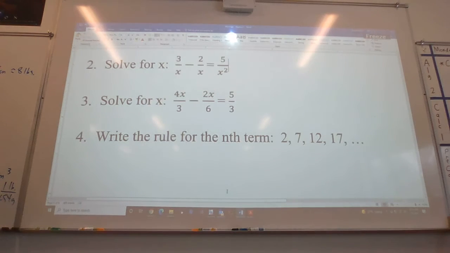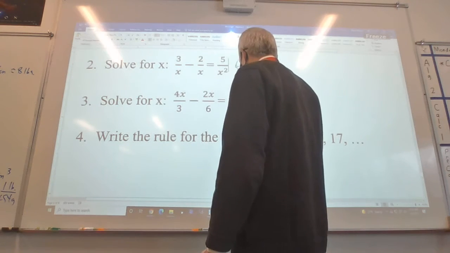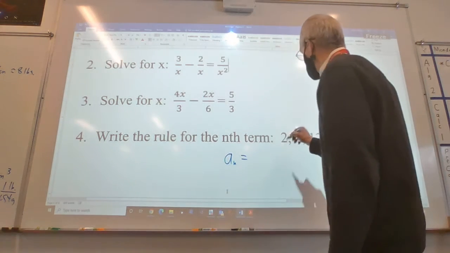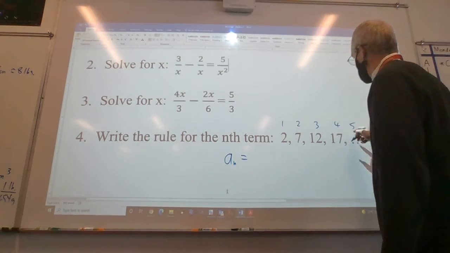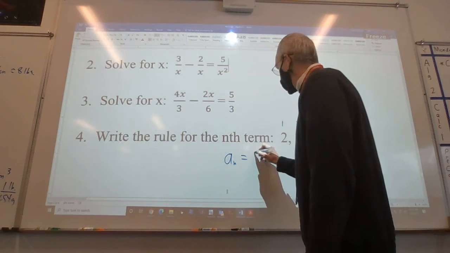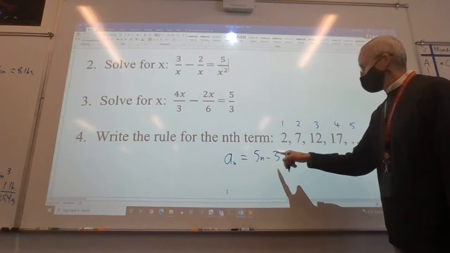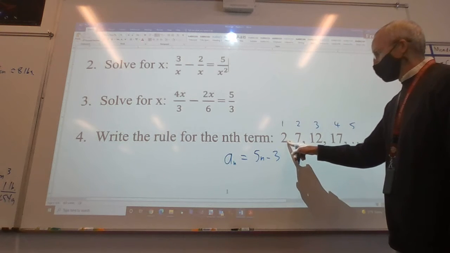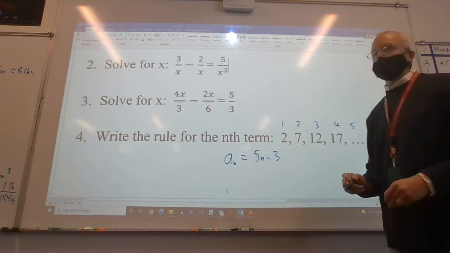Yeah. Awesome. So what's the answer? A sub n equals 5n minus 3. A sub n, the nth term. This is the first term, the second term, the third term, the fourth term, the fifth term. What is it equal to? 5n minus 3. So we plug in 1, we better get 2. Yep, that works. We plug in 2, we better get 7. We plug in 3, we get 12. Hey, that works. Good job.